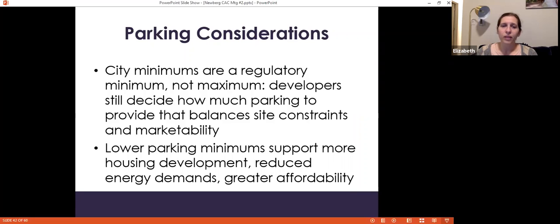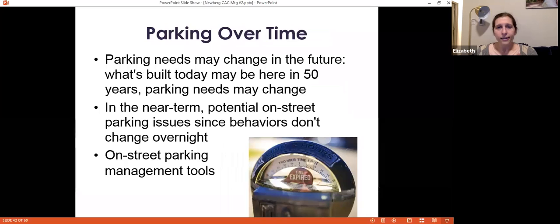to sell to. And we're seeing that some research from around the state shows that lower parking minimums are able to better support housing development, reduced energy demands, and greater affordability. So bringing it down to 1 is a great first step there. And thinking about whether it goes any lower is something else we can discuss. Next.